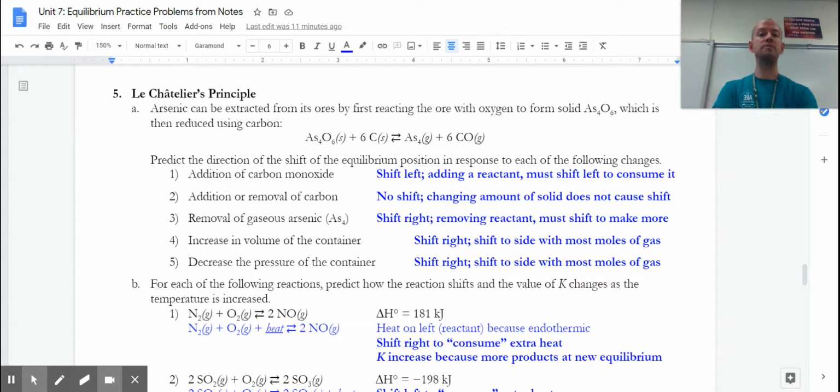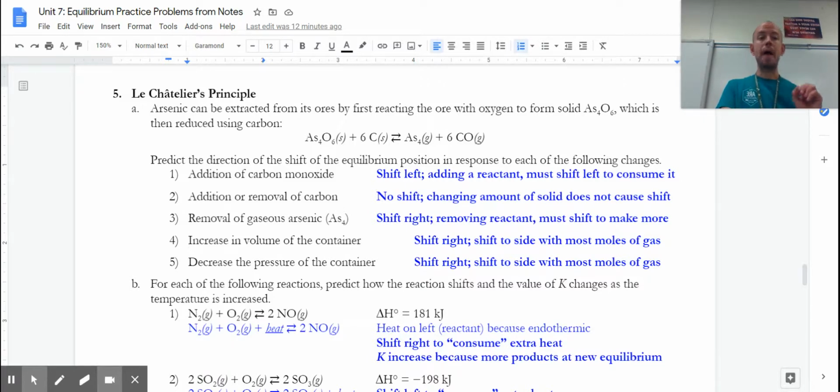When I increase the volume of the container, it shifts towards the side that has more molecules or more moles of gas. There's no gas on the left, there's a whole bunch on the right, so it shifts towards that side on the right. When I decrease the pressure, that is the opposite there. That's kind of like rather than squeezing it together with a high pressure, we are easing that pressure off or allowing the molecules to kind of expand or spread out. That's the same thing or similar with Boyle's law to increasing the volume. A high volume and a low pressure will favor the side with the most moles of gas.